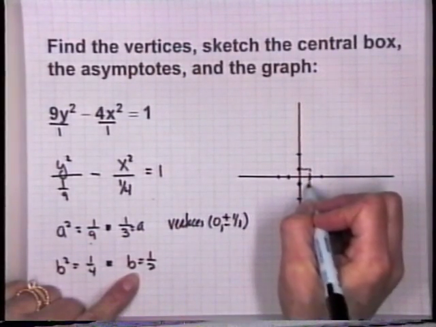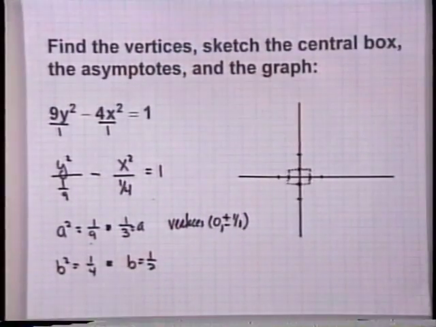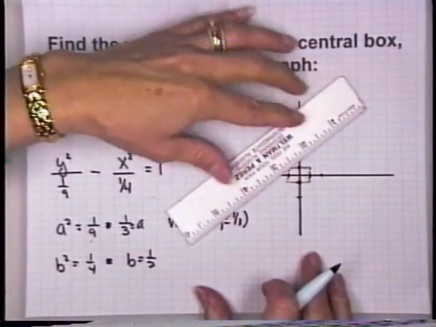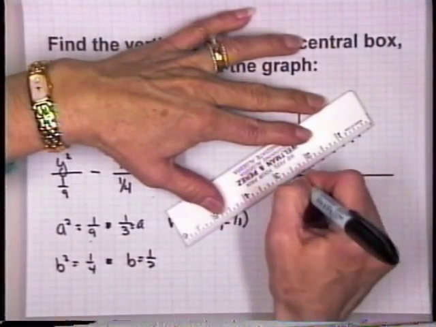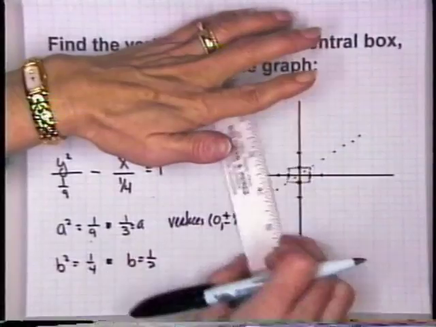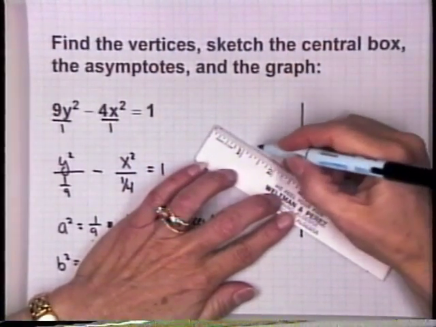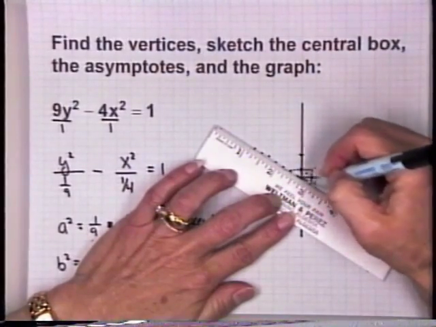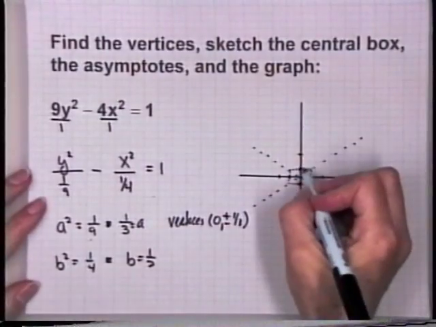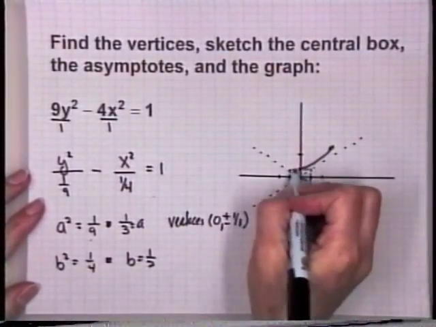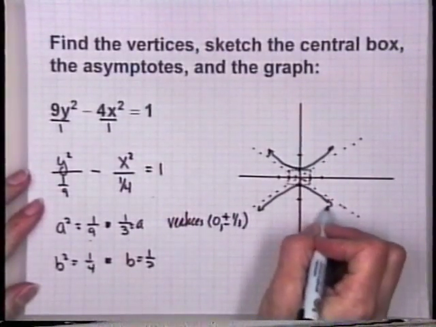And we will use that then to complete our little central box. It's going to be a very small little central box this time. And then we will connect our opposite corners. Same thing in this direction. And since our vertices are on the y-axis, from our vertex points we're going to come out to these asymptotes. And we have the sketch of this last hyperbola.